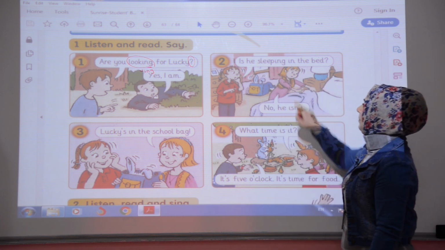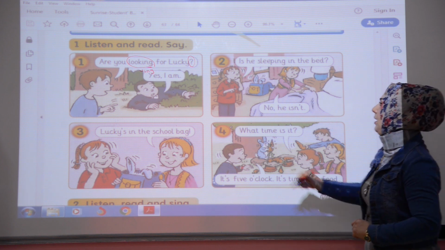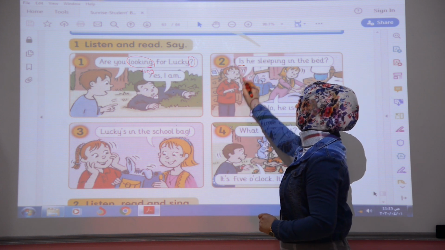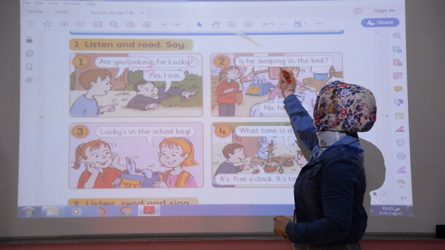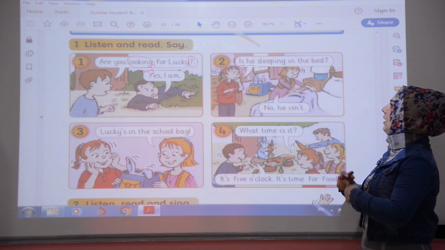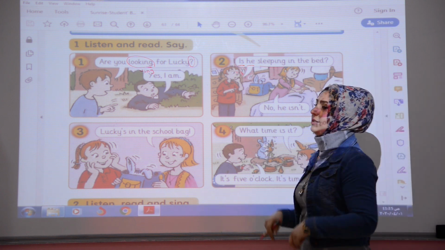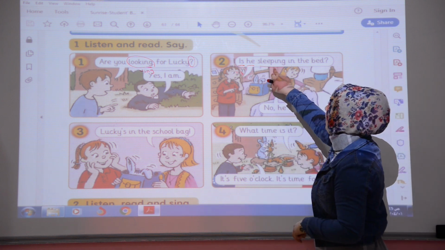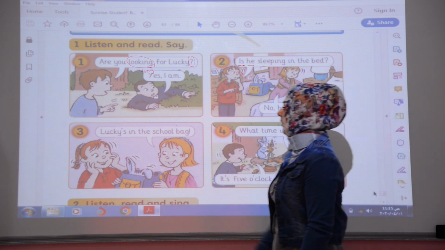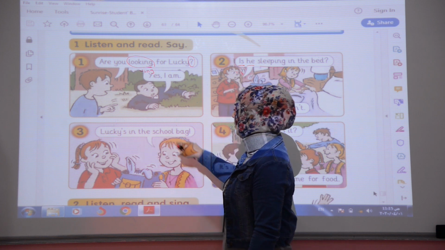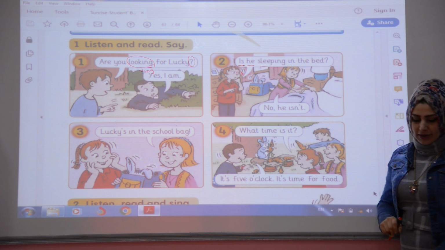Is she sleeping in the bed? Is she sleeping in the bed? Also we have is, verb to be, she, subject, sleeping, verb ing, in the bed, complement. Also we know that it is present continuous because we have verb ing in the sentence. Okay, Lucky is in the school bag.